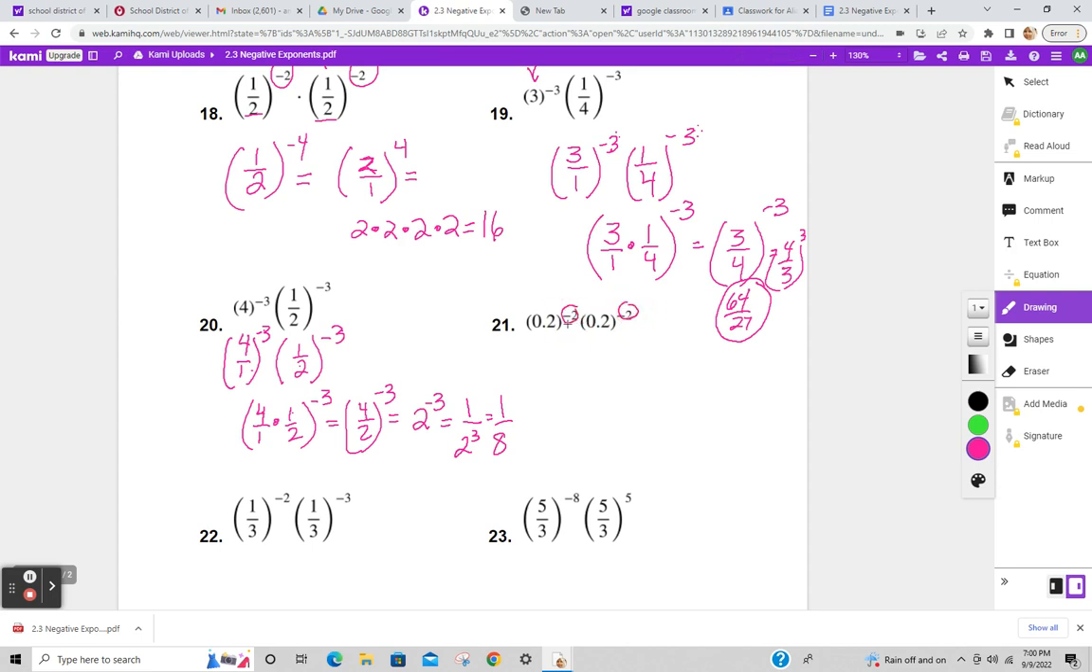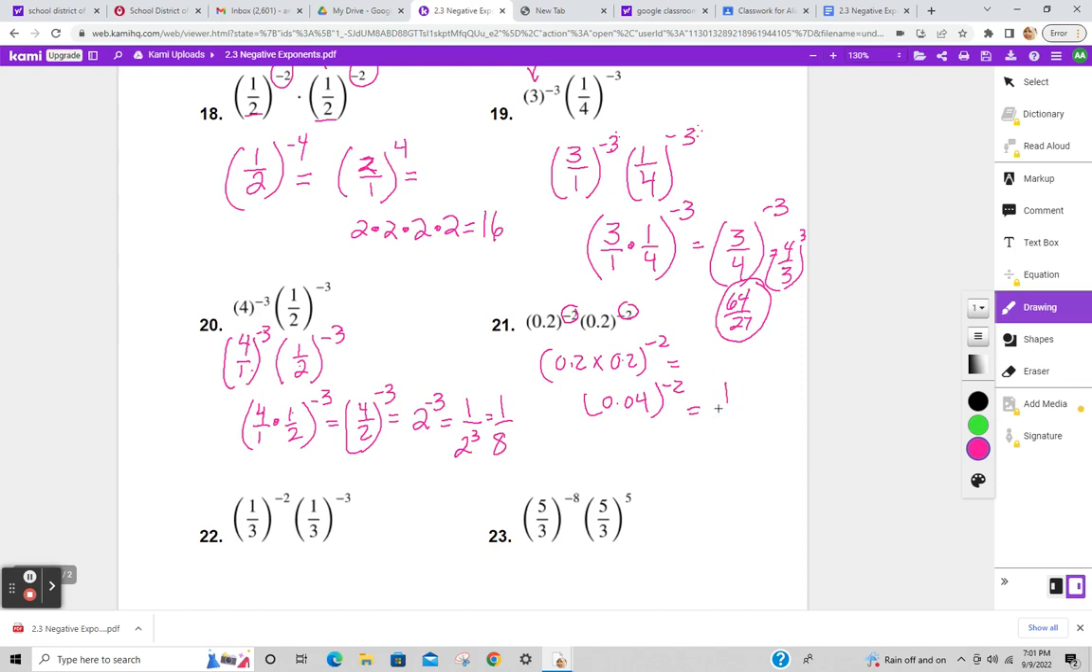All right, so because they have the same power, we can take the product of 0.2 times 0.2, all that in parentheses, and raised to the negative second power. We can simplify that. So this is going to be 0.04 to the negative second power.